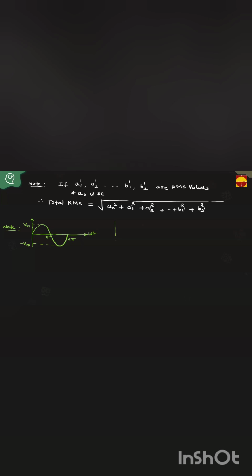And it is a triangular waveform. This is the triangular waveform. This is pi, and this is 2 pi, writing on the omega t axis. This is Vm, and this is minus V. Both are time varying waveforms. This is time varying, and this is also time varying. AC wave.